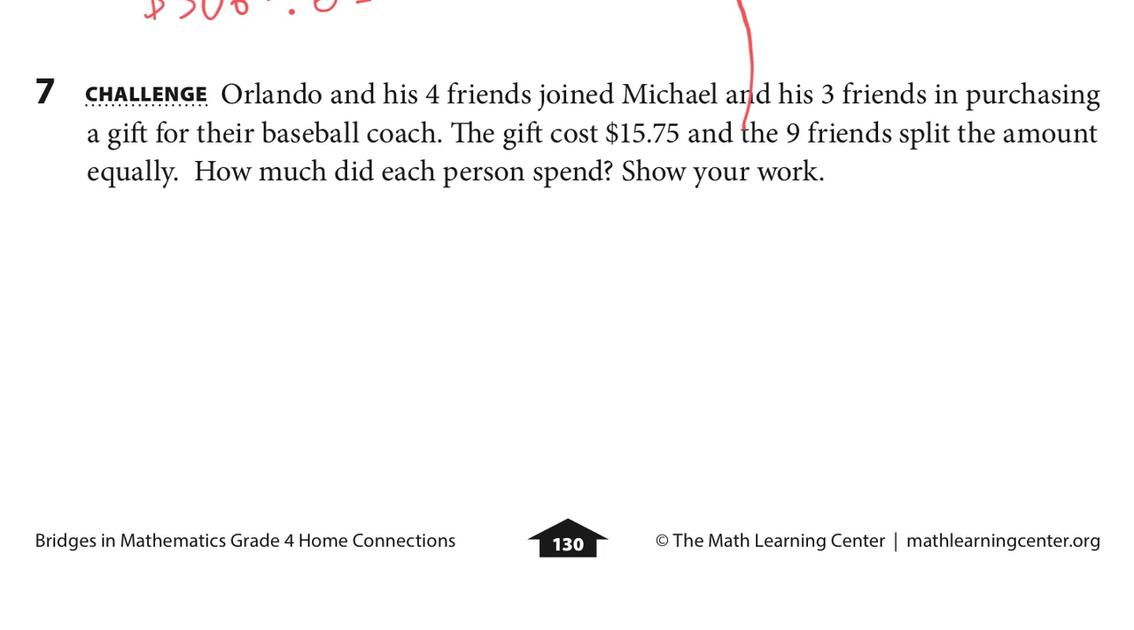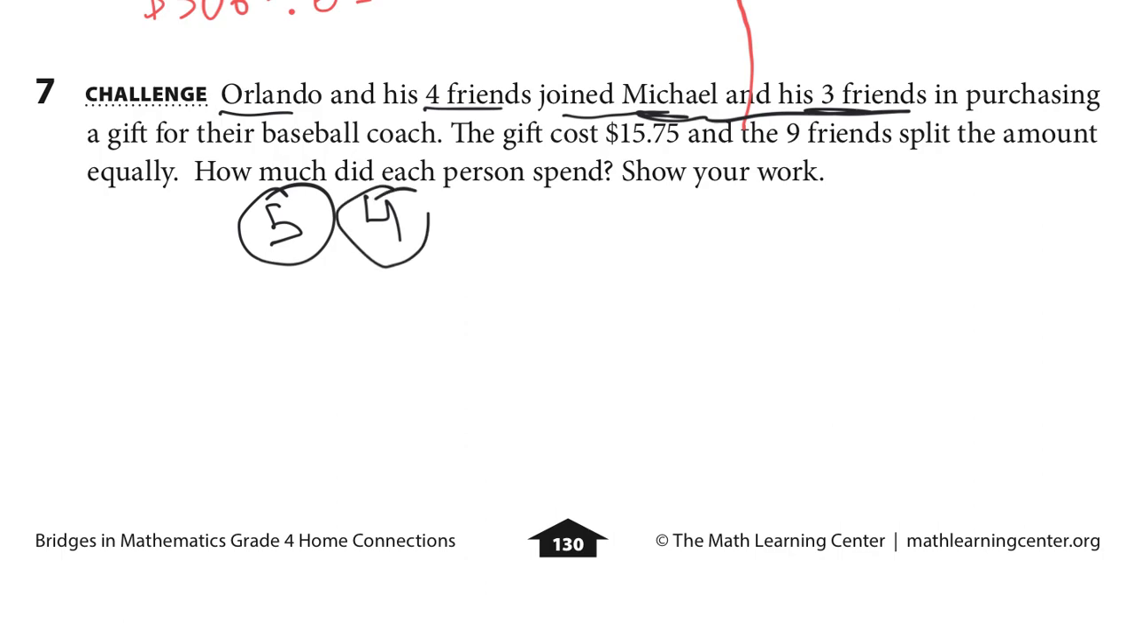The challenge question says, Orlando and his 4 friends. So that's Orlando. All right, I see Orlando and his 4 friends. How many people is that? Well, that's 5. And then it says that Orlando and his 4 friends, those 5 people, joined Michael and his 3 friends. So Michael and his 3 friends, well, that's 4 as well. So how many people do we have altogether? We have 9 people in this problem. They are going to purchase a gift for their baseball coach, and that gift cost $15.75.